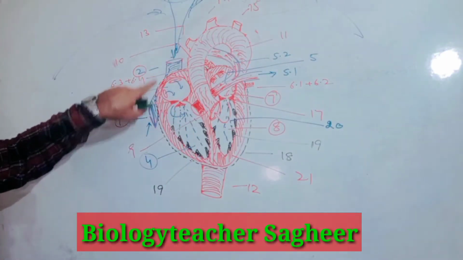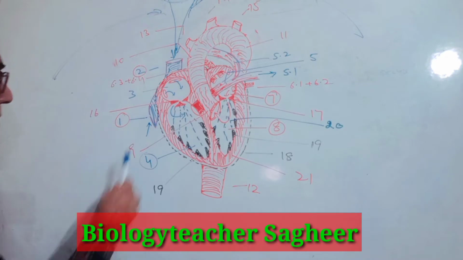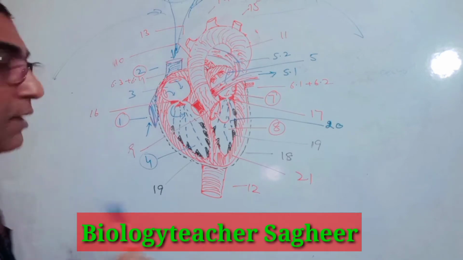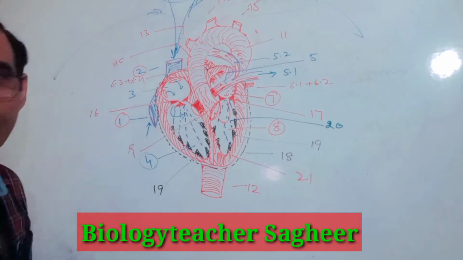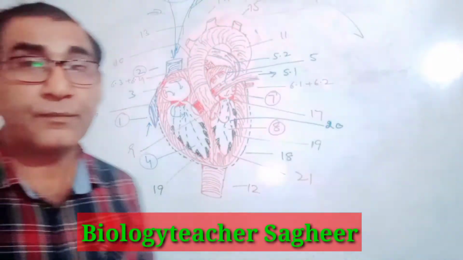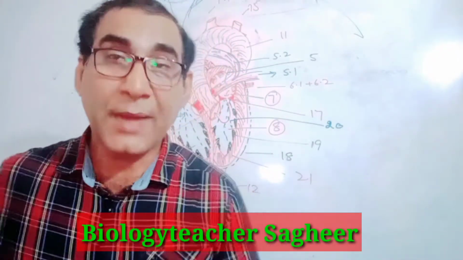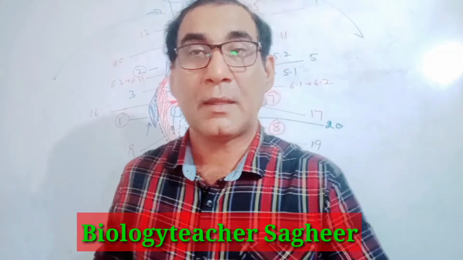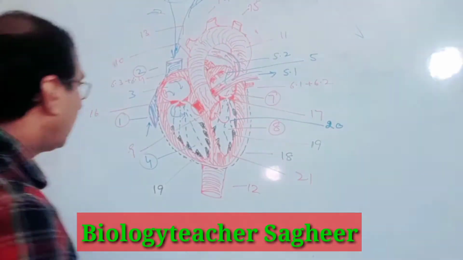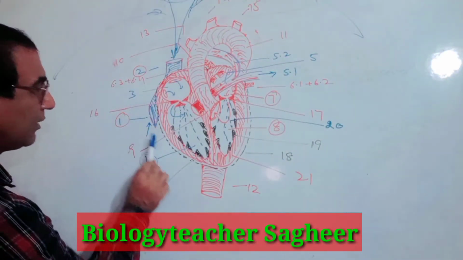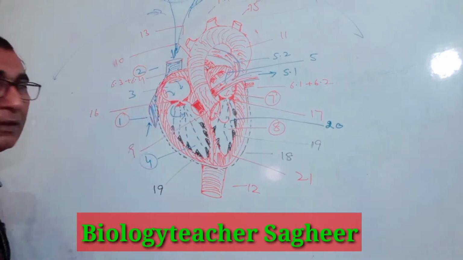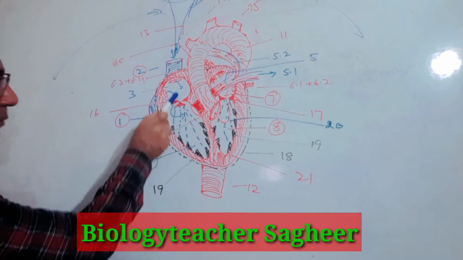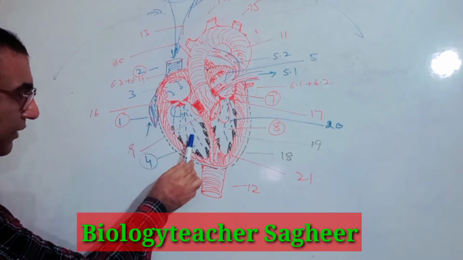This is superior vena cava, and it is bringing the blood into the right atrium. From the lower side, or from the back side, or from the posterior side of the body, the blood is brought by inferior vena cava, and it brings the blood into again the right atrium. From the right atrium, the blood is pumped into the right ventricle.